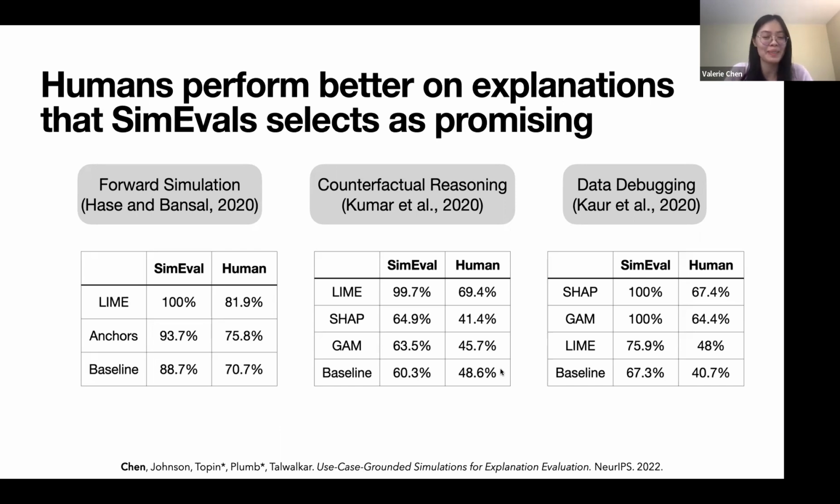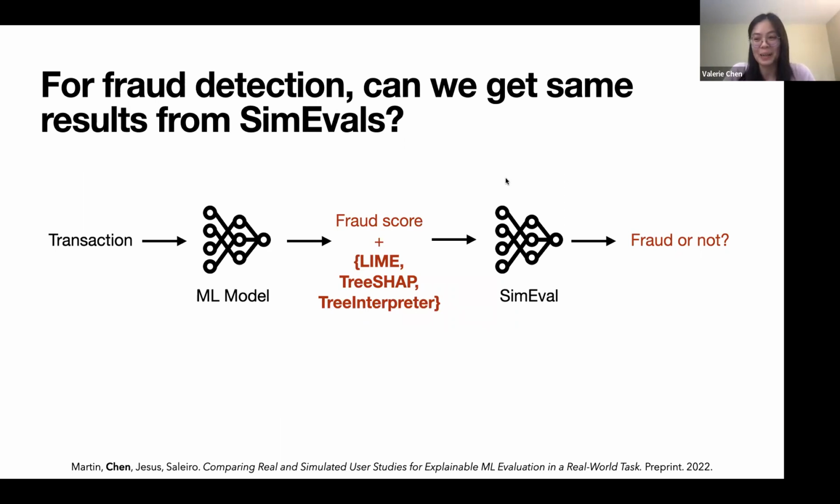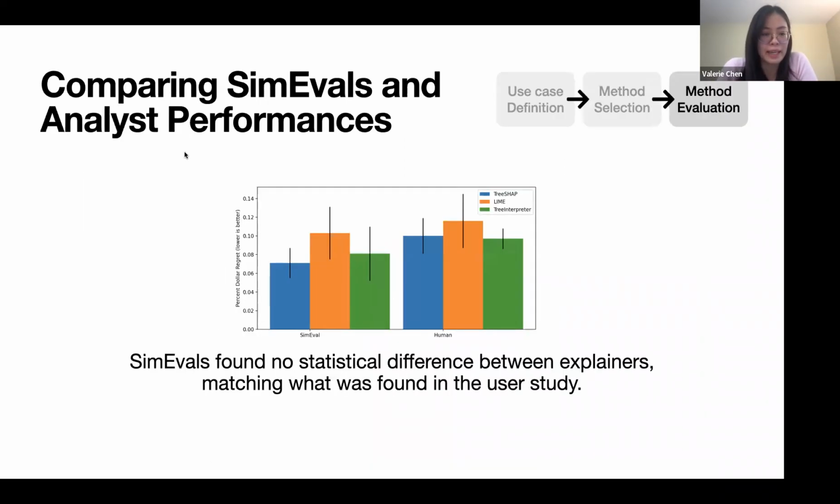You might say, yeah, these use cases aren't the most realistic. So let's go back to the fraud detection one and see whether or not we can get similar results by running this algorithmic evaluation pipeline on the same data that was looked at by the fraud analysts in the user study that I talked about previously. And what we find here is that using the SimEval evaluation approach, there's no statistical difference between the explainers. And this very closely matched what we found in the user study.